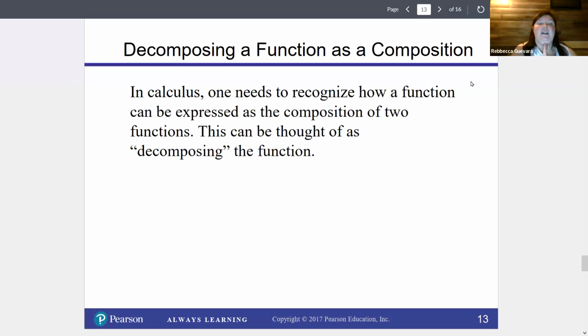Decomposition of functions. This is something we use in calculus a little more. I'm just going to go through this because it's nice to know how to decompose a function. In calculus, one needs to recognize how a function can be expressed as a composition of two functions. This can be thought of as decomposition of a function.